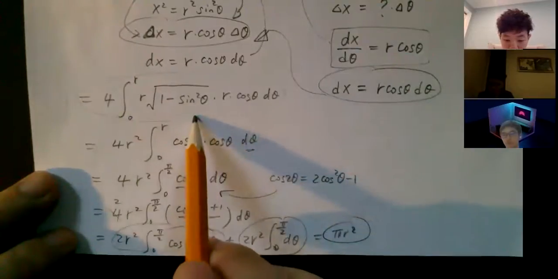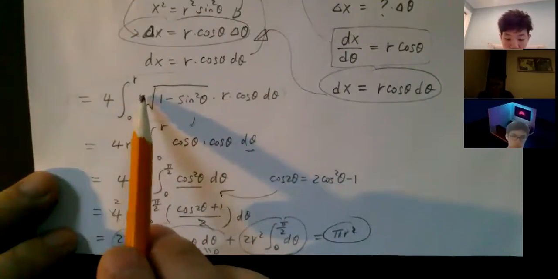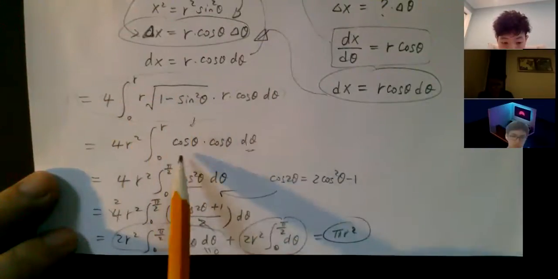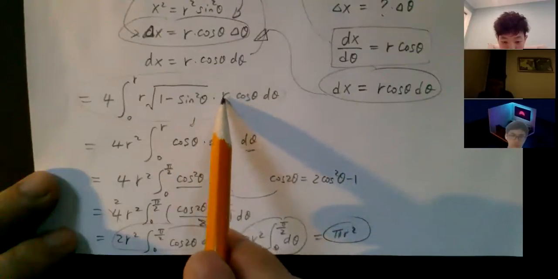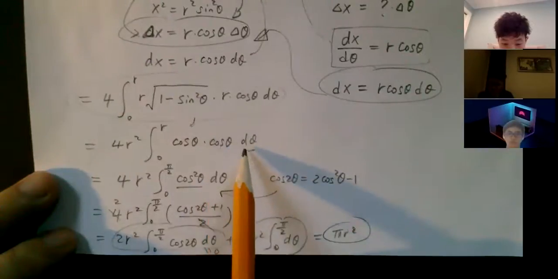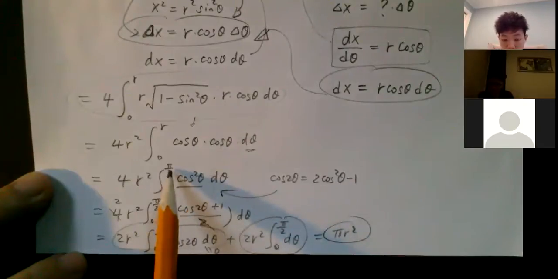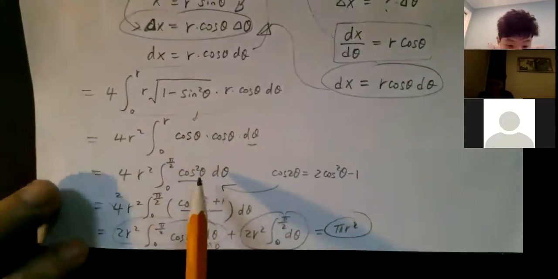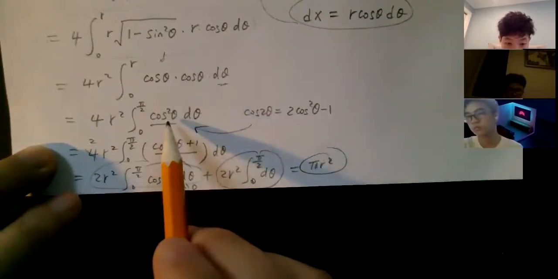And now I go further down and I have r taken out, which is constant. And now I have this guy is cosine theta, because 1 minus sine squared theta equals cosine squared theta, and the square root is cosine theta. These two constants I take out. So this cosine theta again, d theta. So now I've converted to the integral of cosine squared theta d theta. I know how to integrate sine theta and cosine theta, but I don't know how to integrate cosine squared theta.